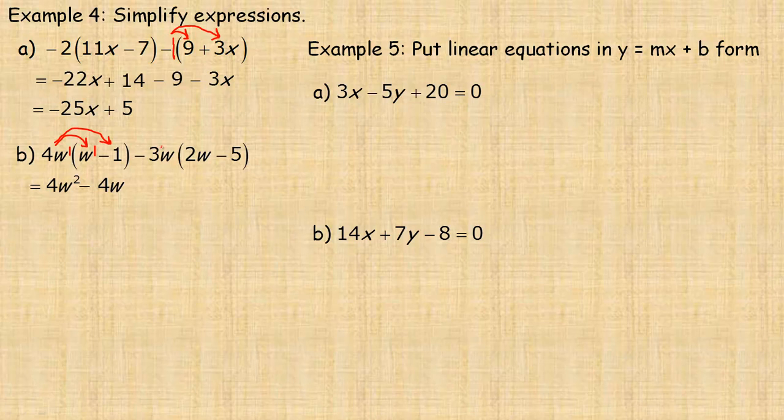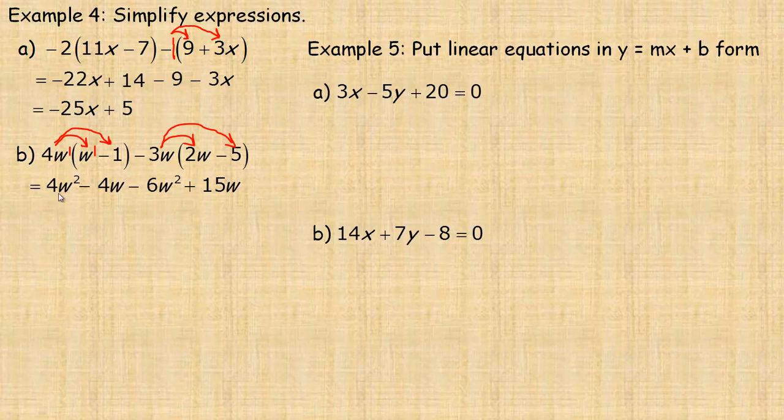And now we multiply the -3w into the second set of brackets. So -3w times 2w would be -6w squared. And then -3w times the -5 would be a plus 15w. Negative times the negative is positive, that's why it's a plus 15w.